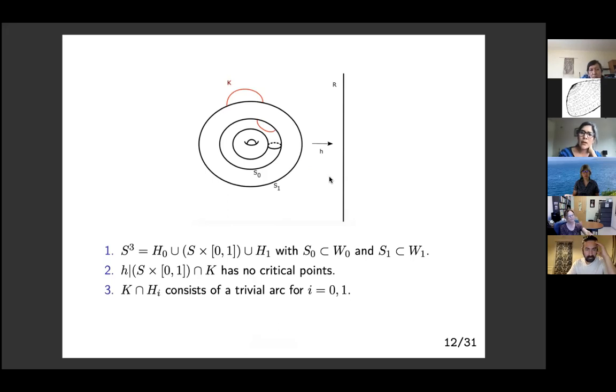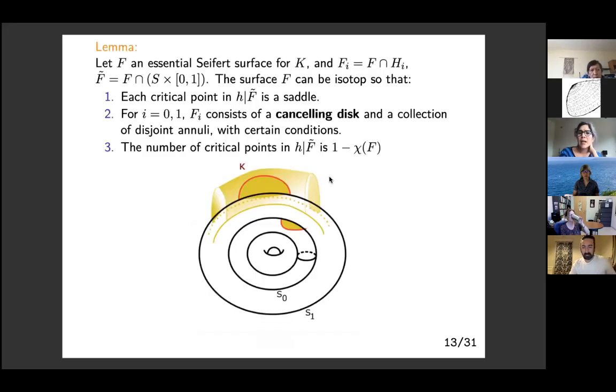And so given this product region and this height function, now if we have an essential Seifert surface for the knot, we have this lemma that we used for the classification of genus 2 1-1 knots. What this lemma is saying is that with respect to that height function, the essential Seifert surface inside the product region, we only see saddle points. There are no minima or maxima, no other critical points inside.